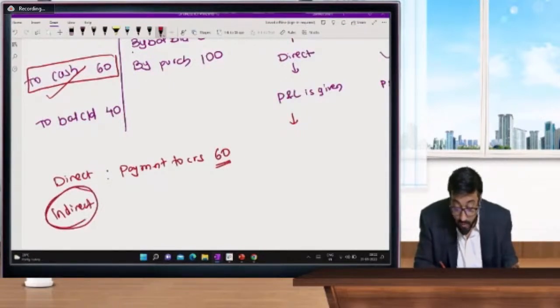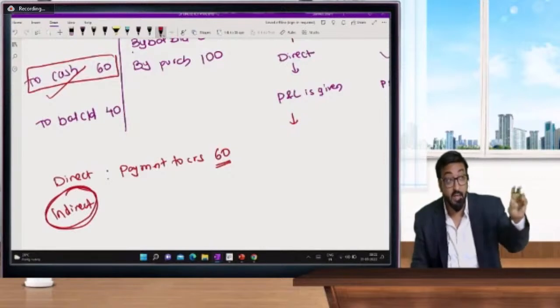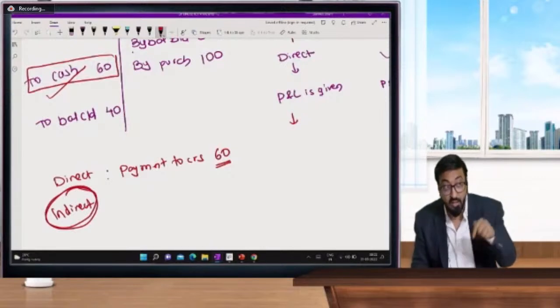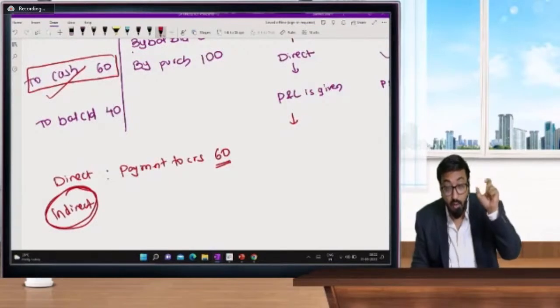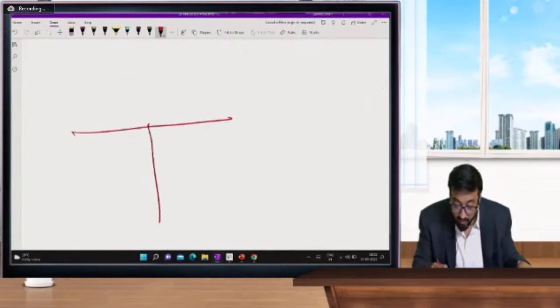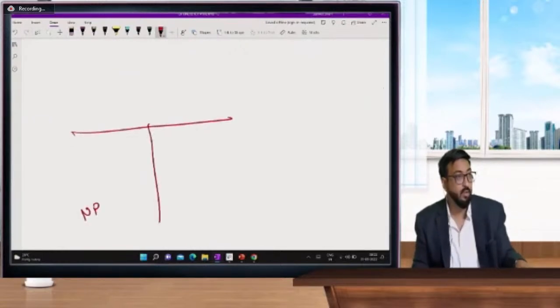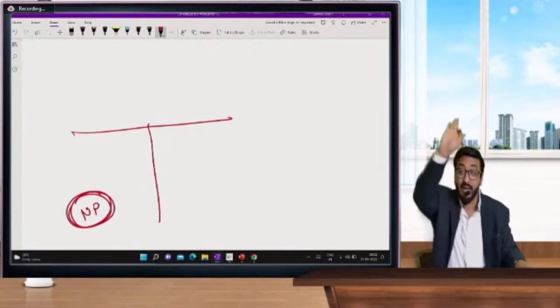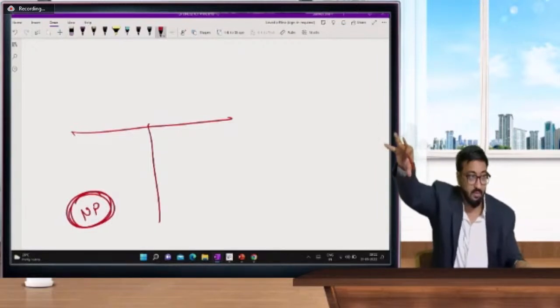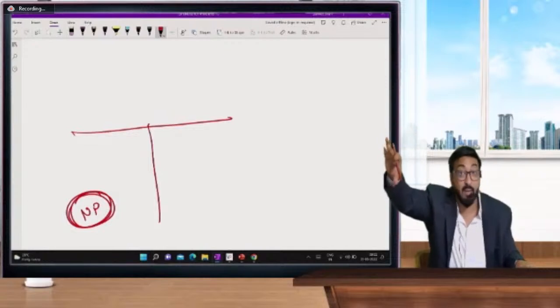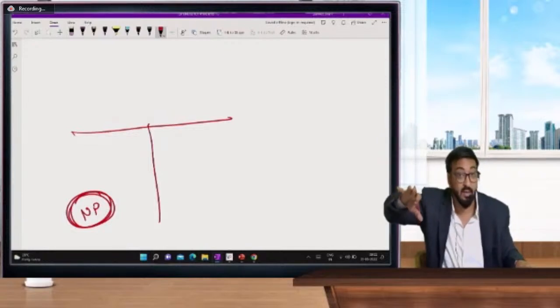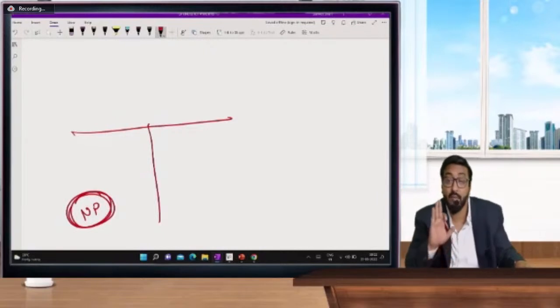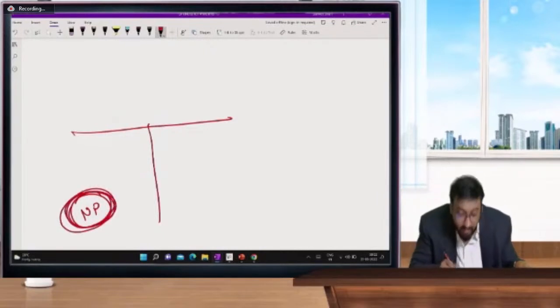Now why the word is indirect? See the logic, people forget. Like the word cut off date, here indirect method means what you have to understand. Indirect means you will start from net profit. So I'm not directly focusing on cash payment. I am focusing on an indirect way, and the indirect way starts with net profit.